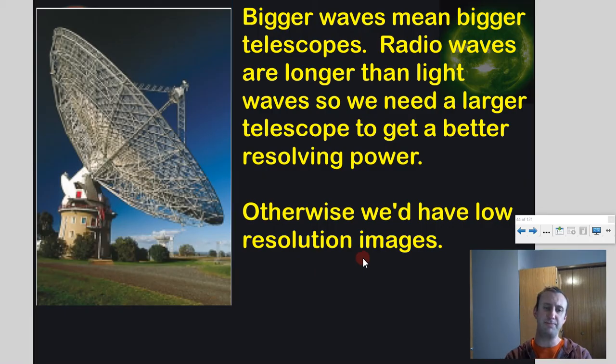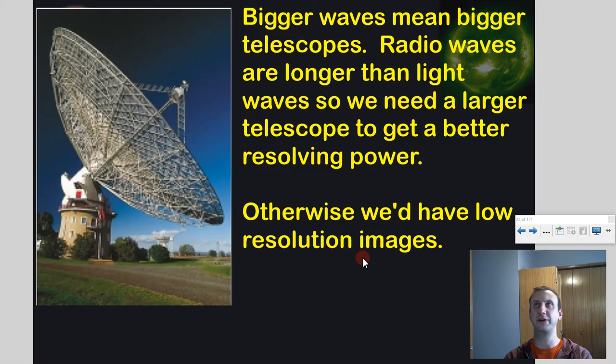Bigger waves mean bigger telescopes. So I know this just looks like a satellite dish, but that is a radio telescope. And bigger means that I can catch bigger waves. And what I mean by bigger waves is larger wavelengths. So radio waves are longer by far than light waves. They're like kilometers long. So we need a larger telescope to get a better resolving power.